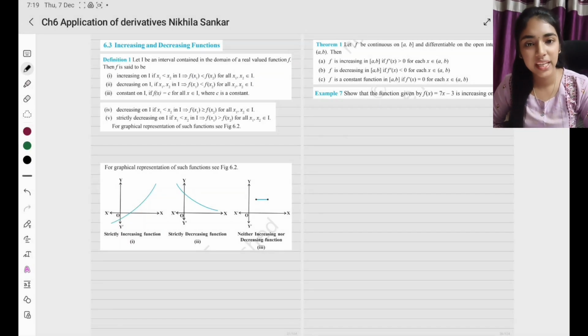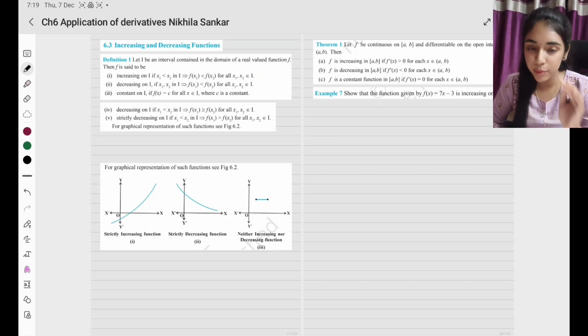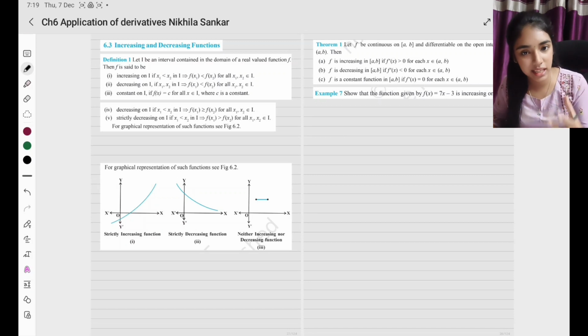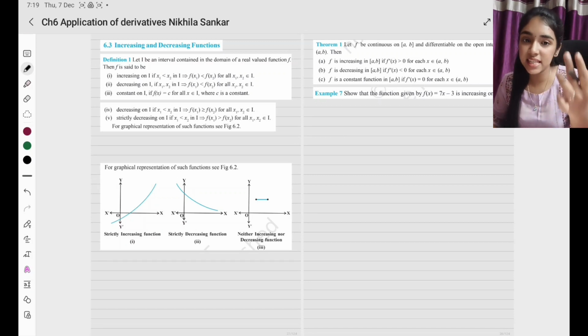Moving on to the next topic, increasing and decreasing functions. இப்போ போன exerciseல என்ன பார்த்தோம்? We got the values. We had -3. அப்படின்னா என்ன அர்த்தம்? It is decreasing at the rate of 3. இல்லையா? Increasing அப்படின்னா plus இருக்கும்.